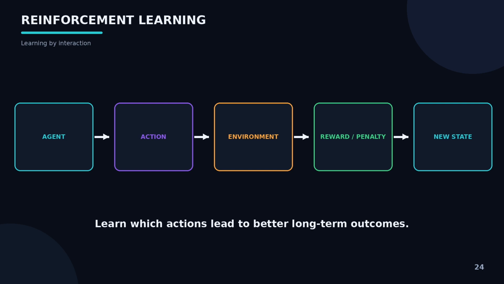Reinforcement learning. Here the model doesn't simply receive a data set containing inputs and correct answers. Instead, an agent interacts with an environment. It takes an action. The environment responds. The agent receives a reward or a penalty. And over time, it learns which actions lead to better outcomes.